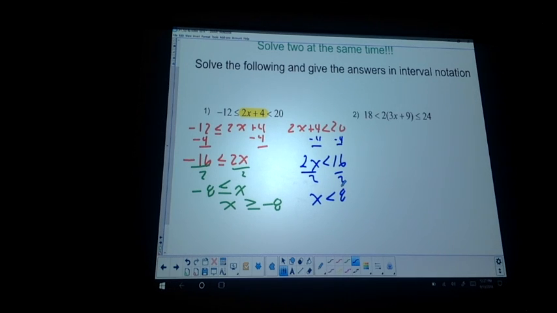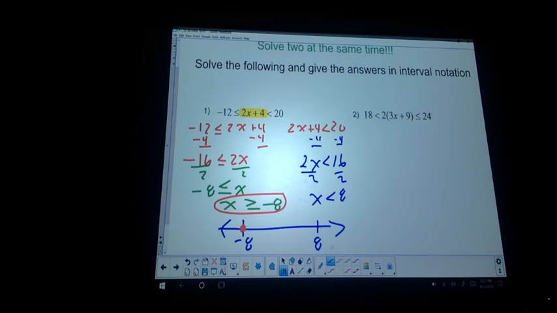So let's put this on a number line, see what we can do with this. I have negative 8 down here. I have positive 8 over here. If I'm going to do this one, is that a solid dot or an open dot? That is a circle. So solid dot, good, because you have the equal sign. Agreed?